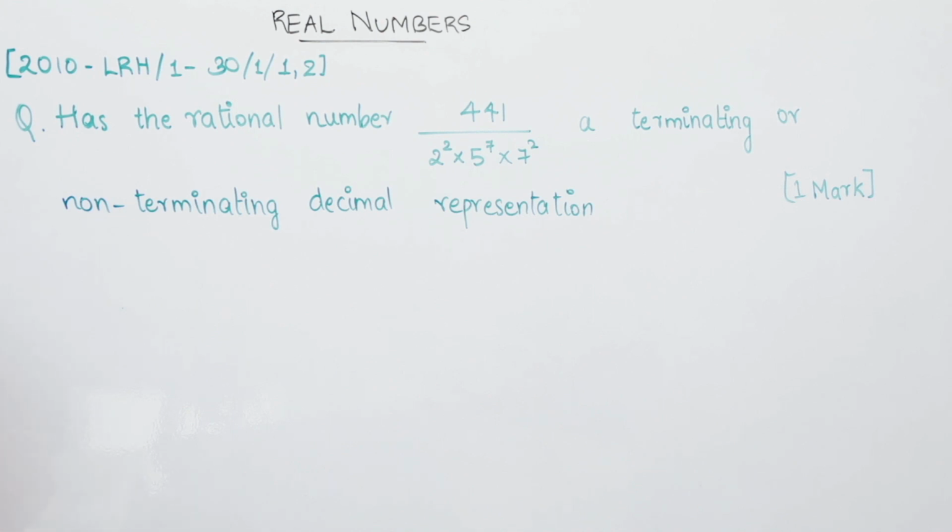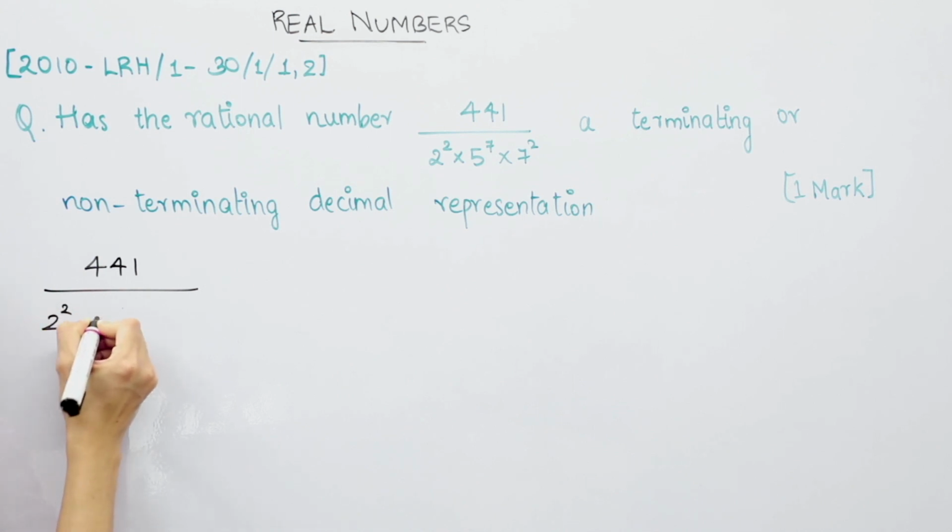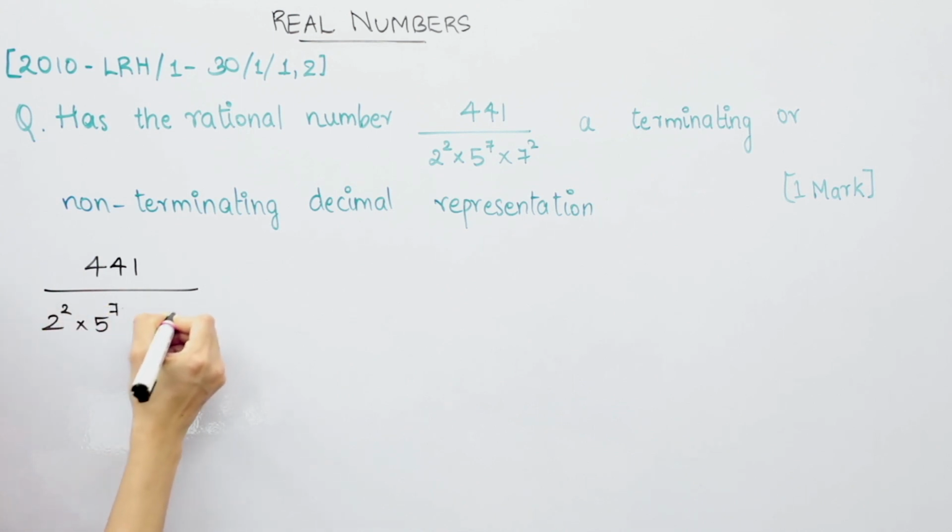The condition for a rational number to have terminating decimal representation is that when it is expressed in p by q form and its denominator q is prime factorized, the prime factorization should only have 2 and 5. But here we have an additional 7. So let's check, by factorizing 441, if we can cancel out the 7 squared. The number given to us is 441 divided by 2 squared into 5 raised to 7 into 7 squared.